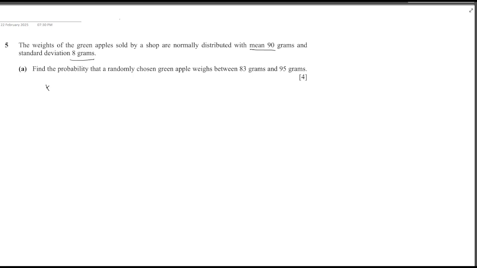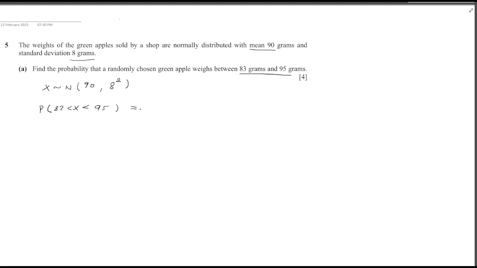I will say that my x follows a normal distribution with mean 90 and variance 8 squared. Variance is square of your standard deviation. You have to find the probability that a randomly chosen green apple weighs between 83 and 95. So your x will be more than 83, less than 95. If you are using less than or equal to sign, that is also perfectly okay.